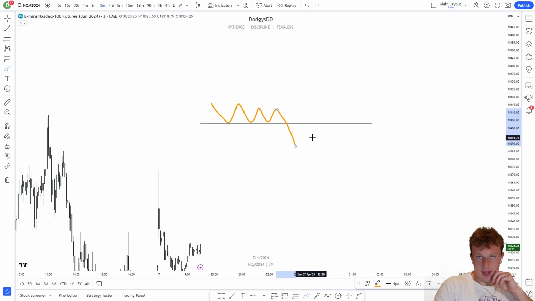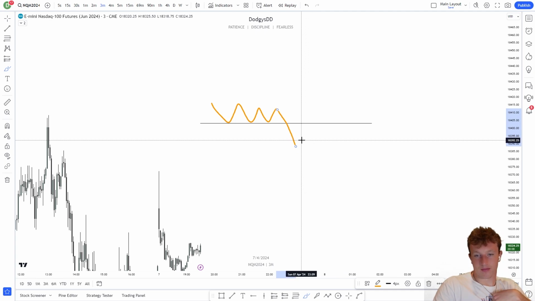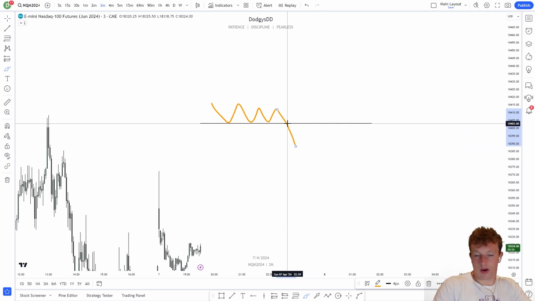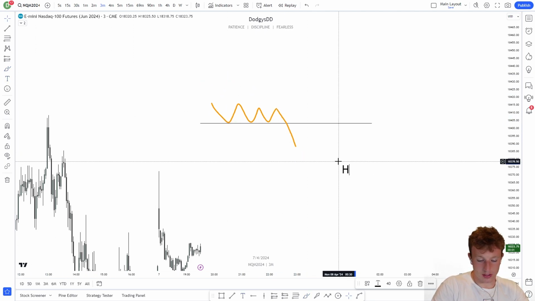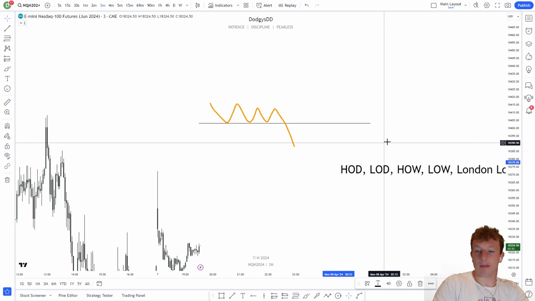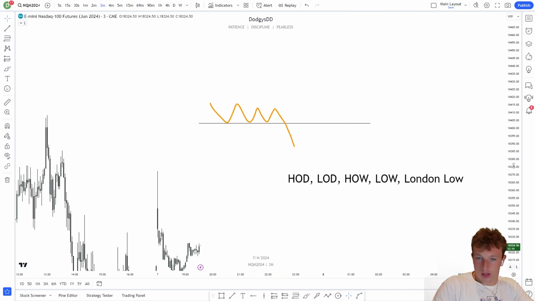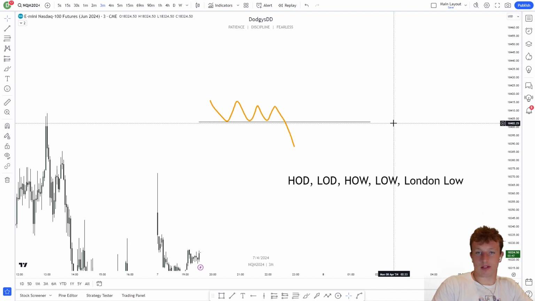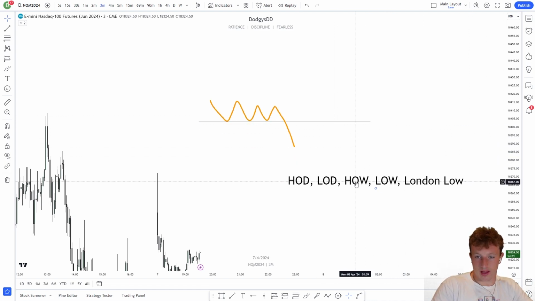The basic entry is always going to be a run of liquidity, some sort of buy side. Let me give you a few examples: high of day, low of day, high of week, low of week, London low. The possibilities are endless. The number one thing people ask me when it comes to running some sort of liquidity level is, how do you know which one to take the setup off of? Sometimes you don't.